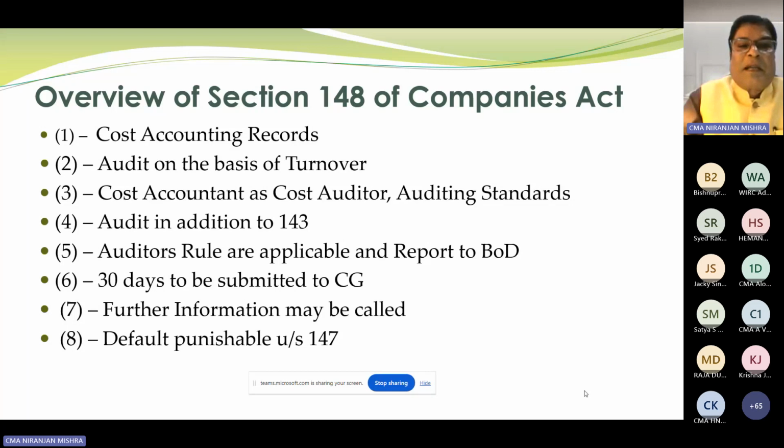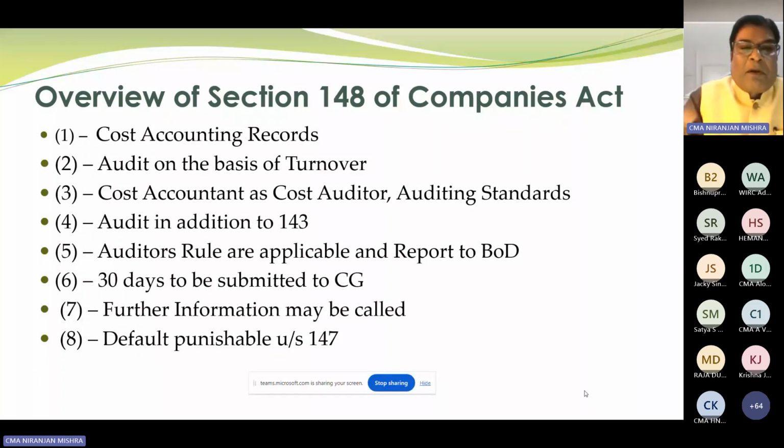From that they are sending notices to the company. Where a cost auditor is appointed by the company in CRA-2 but the cost audit report has not been filed by the due date, they are also getting notices, and both the company and the auditors are getting notices.